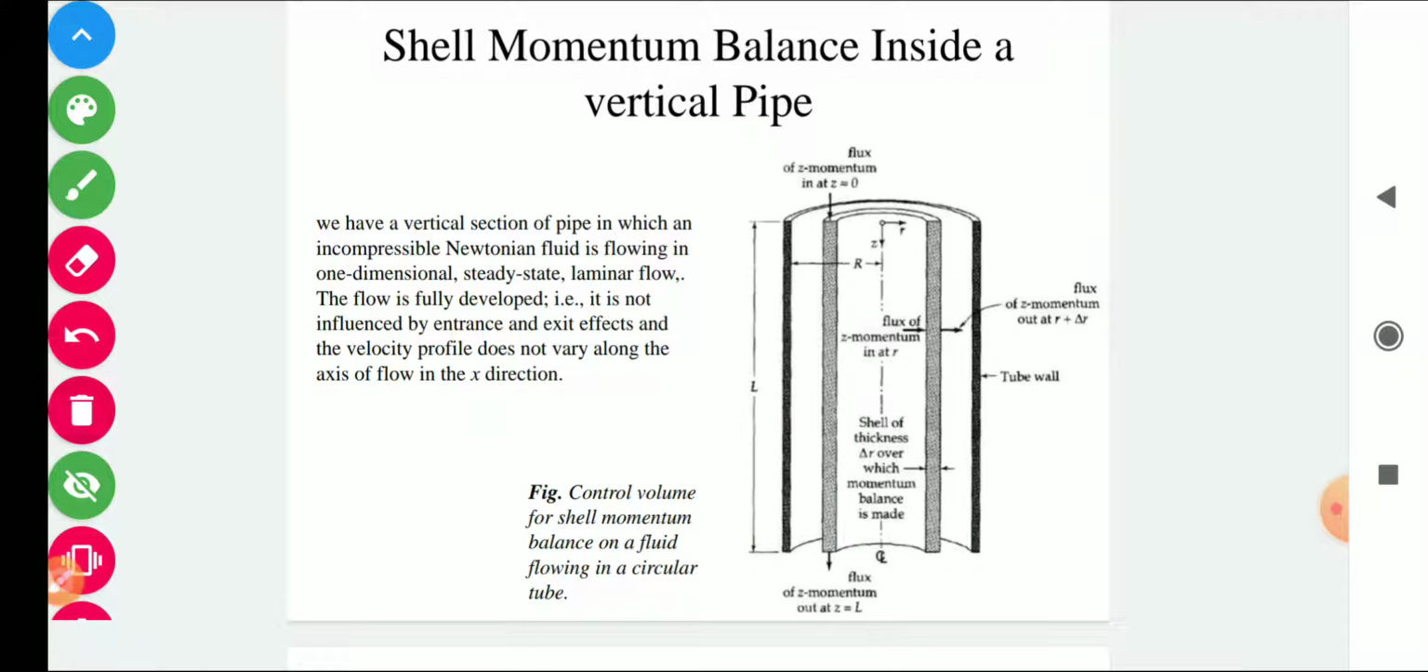So the velocity is not varying in the z direction. If this is, for example, the axis of the pipe, then there is no velocity variation at different points along it, at this point, this point, this point. So everywhere the velocity will be the same. So there is no velocity variation along the z direction.